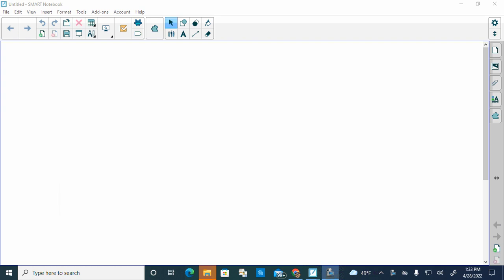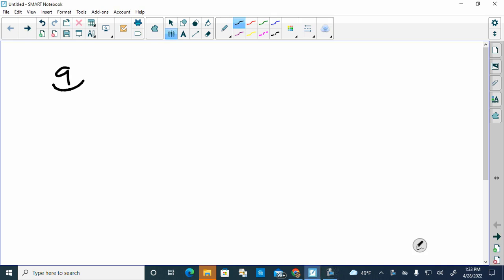Okay, so number 9, it's not written in order and it's not written in descending order either. So we need to rewrite it. Under the radical, we start with the largest one, which would be x to the third.